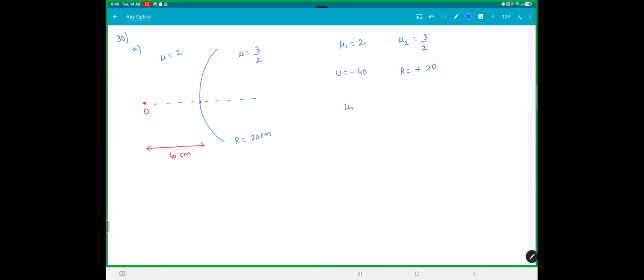Apply the formula. Mu2 by v minus mu1 by u is equal to mu2 minus mu1 by r. Substitute here, 3 by 2v minus mu1 is 2 by minus 40. Mu2 minus mu1, that's 3 by 2 minus 2, r is 20. That's 3 by 2v, 1 by 20, and that's minus 1 by 40. Yeah, that's 3 by 2v minus 1 by 20. I'm getting 30. I goofed up somewhere.